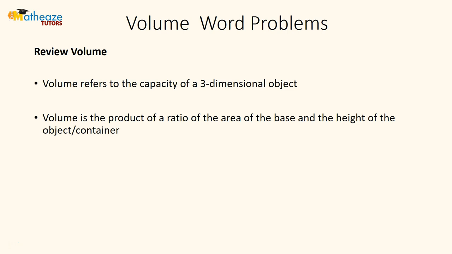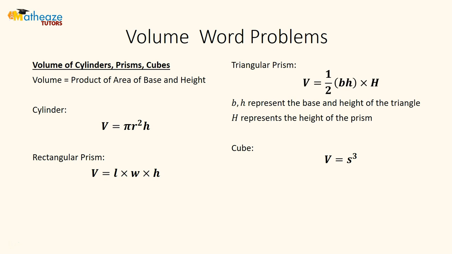It's usually the product of the area of the base and the height of the object or container. So for the volume of a cylinder, we have V equals pi r squared h, where pi r squared is the area of the circle and h is the height of the cylinder. The volume of a rectangular prism is length times width times height. Length times width is the area of the rectangle and h is the height of the prism.